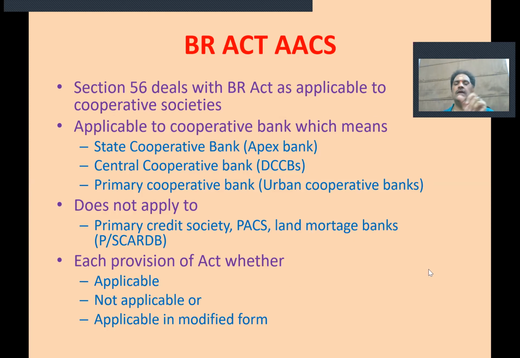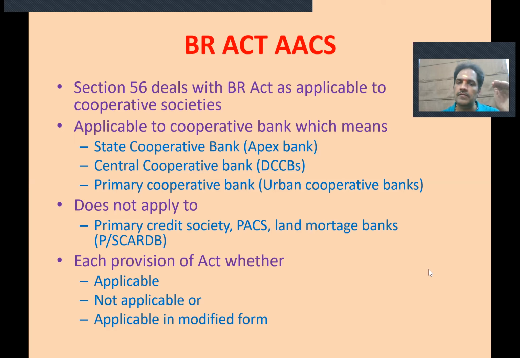Then as applicable to cooperative societies, this is chapter 5, section 56 deals with Banking Regulation Act as applicable to cooperative societies. So when we say the provisions of Banking Regulation Act are applicable to three kinds of cooperative banks. One is State Cooperative Bank, which is the Apex Bank. Second is Central Cooperative Bank, which is called the District Central Cooperative Bank. And the third is the Primary Cooperative Bank, popularly called an Urban Cooperative Bank. But the BR Act provisions do not apply to Primary Credit Society, then Primary Agricultural Credit Society, then Land Mortgage Banks, which are now called Primary or State Cooperative Agricultural and Rural Development Banks.